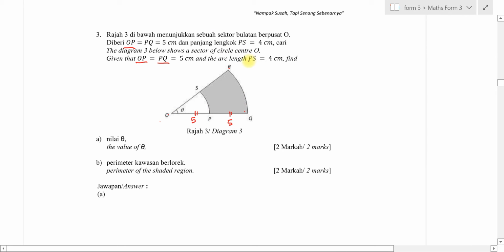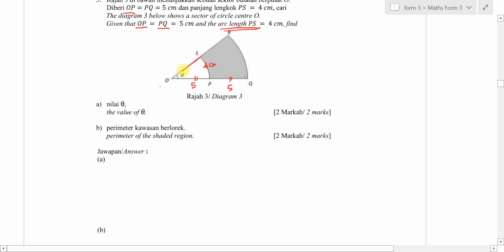Arc length PS, where is P? Arc length PS is 4 centimeter. Find the theta. Very simple. We just focus on the small sector only first. For the small sector, the arc length is given as 4 centimeter, right?